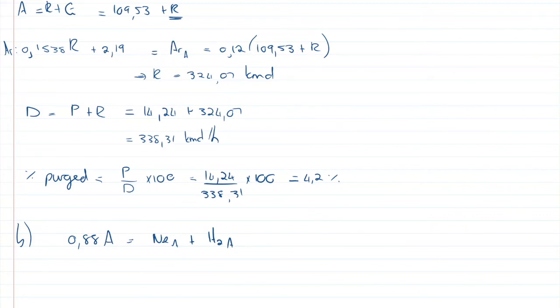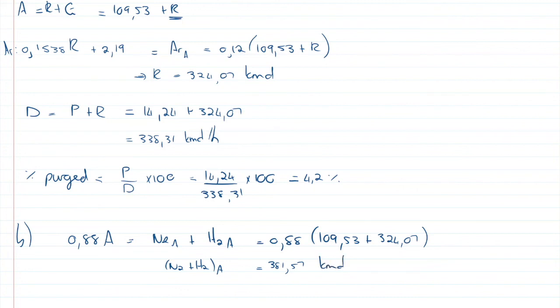And we also know that this is then 0.88 times 109.53 plus the recycle, which we now know to be 324.07. So the nitrogen and hydrogen in A is 381.57 kilomoles.